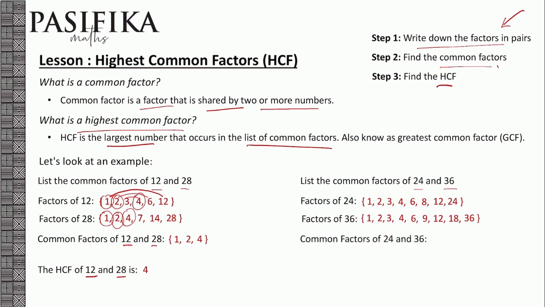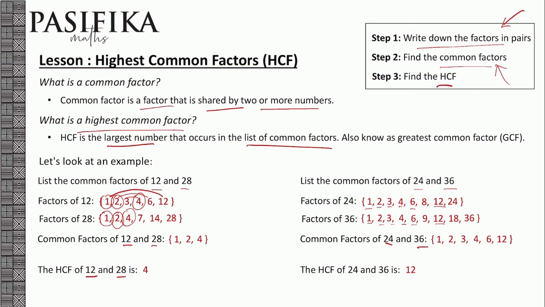The next step is finding the common factors of 24 and 36. So common factors being things that are the same in both the lists. So in this case, 1, 2, 3, 4, 6, and 12 are common in both the lists of 24 and 36. And the last step is to find the highest common factor. Therefore, the highest common factor of 24 and 36 is 12.